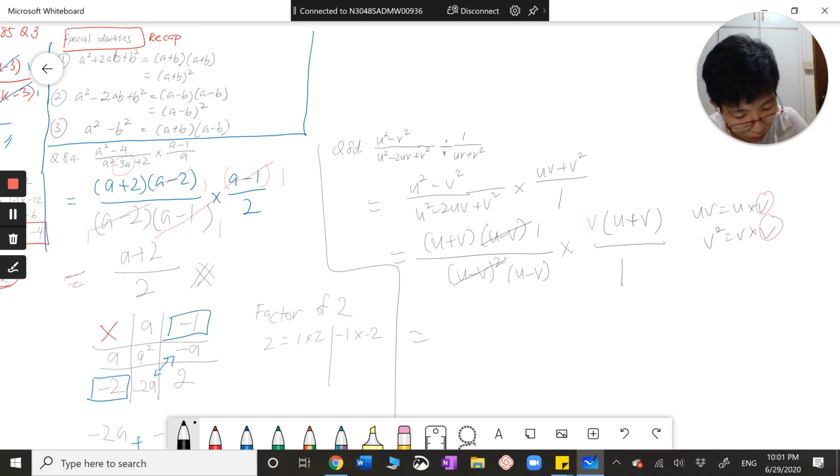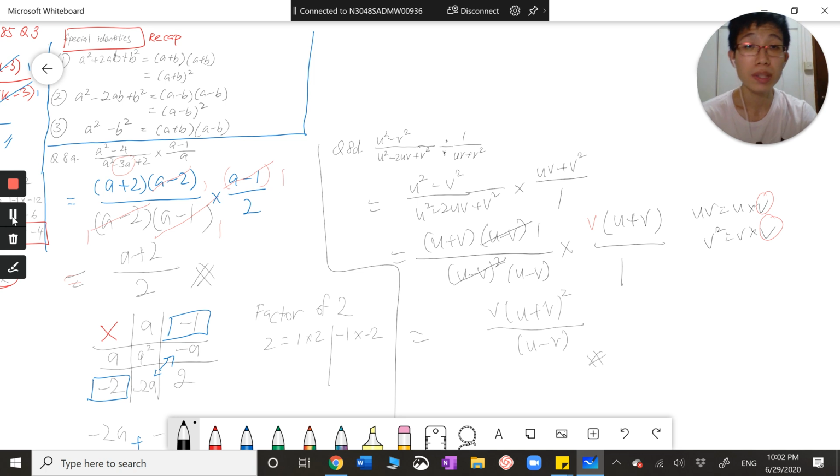And the next one, you notice that you can combine the factors together. So when I simplify it, I just get u plus v squared times v over u minus v. So this one will be my simplified form, and this will be my answer. So you see, for this type of questions, when you want to simplify it, you have to use special identity or multiplicative frame in order to factorize any quadratic expression before you can know what are the factors that you can divide in the numerator and denominator.